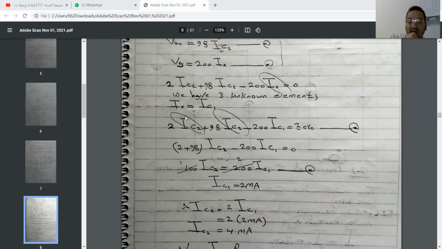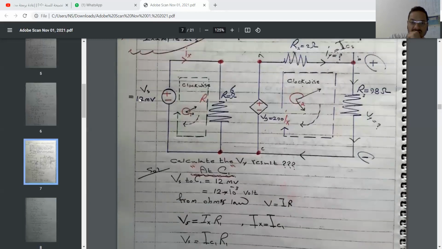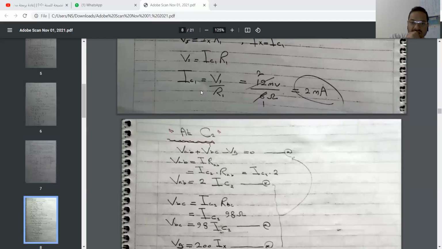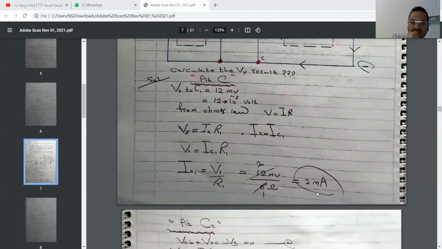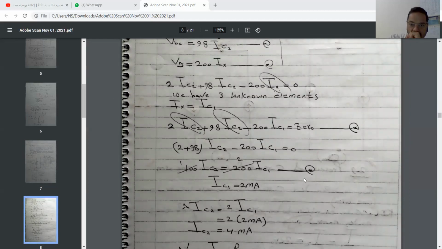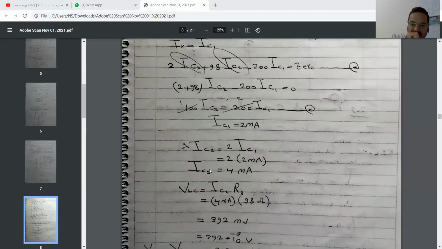Now we have 3 unknown elements. 2 of them is IX. IX, like we said at this diagram, IX equal IC1, and we calculated IX here. Let me see, IC1 or IX equal 2 milliampere. That's great. That's mean here just we have one unknown. This unknown is IC2. Let's calculate it. It's equal 4 milliampere.